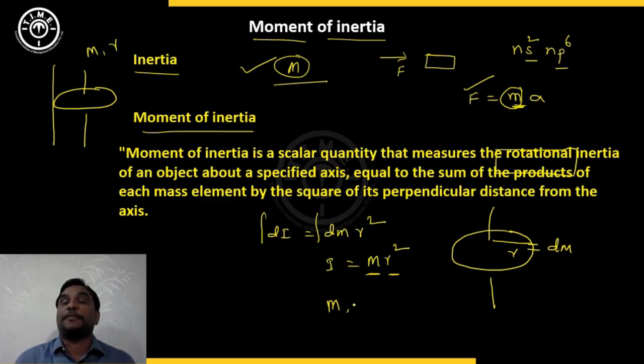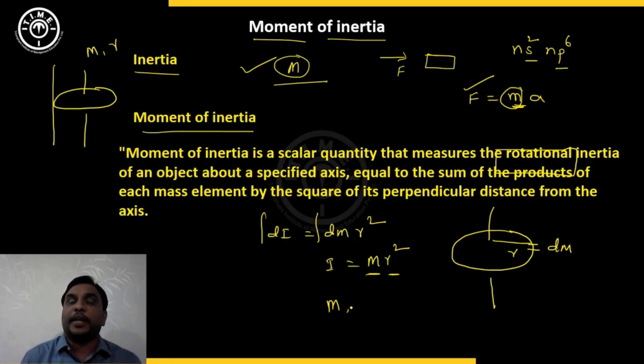Moment of inertia depends on the position of the axis of rotation, on mass distribution, on the shape and size of the body, and finally on temperature. How does it depend on temperature? Once the temperature increases, its dimensions change. Once the dimensions change, the relative positions of the particles also change, which means the mass distribution changes. Once the mass distribution changes, ultimately the moment of inertia changes.